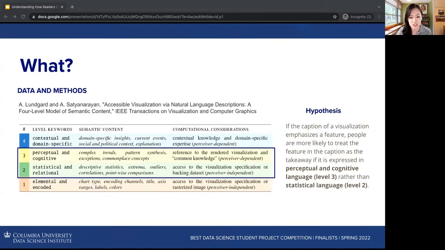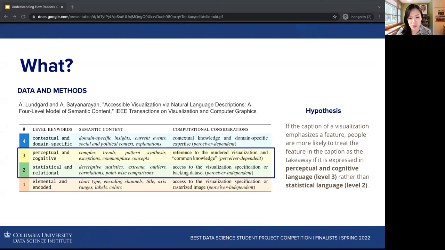levels. To do this, we use the semantic level model for natural language description proposed by a research group at MIT. The model divides all semantic content into 4 levels: elemental and encoded, statistical and relational, perceptual and cognitive, and the 4th level, contextual and domain specific. Our experiment focused on level 2, statistical and relational, and level 3, perceptual and cognitive.